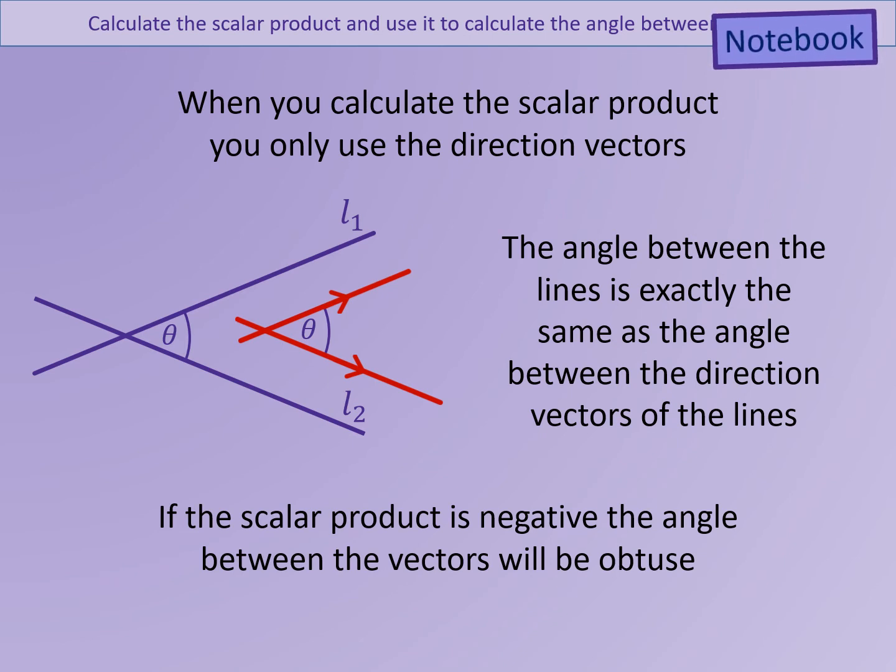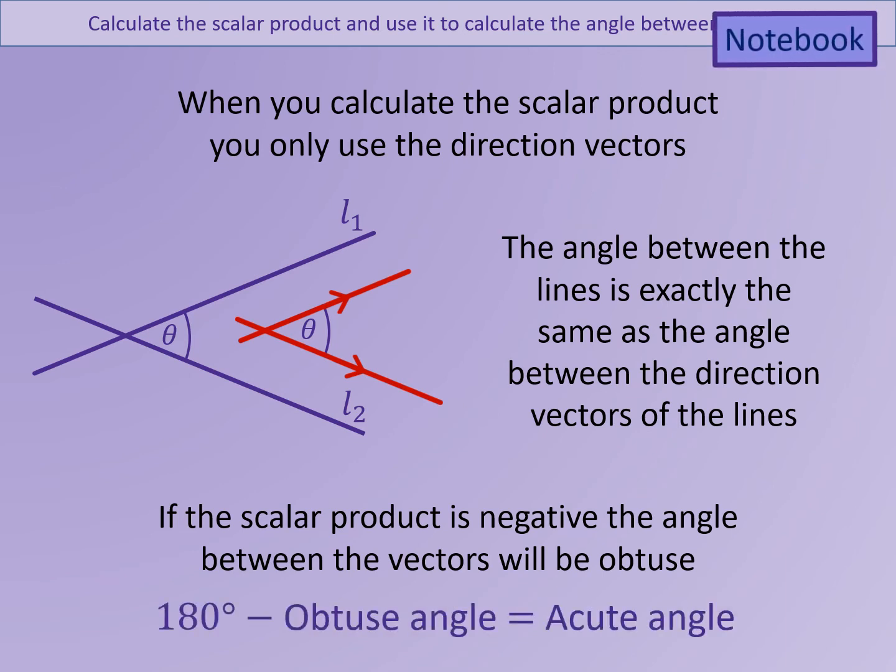If the scalar product of the two direction vectors is negative, then we will end up with an obtuse angle between our two vectors. If we wanted the acute angle between the two lines, we could use the fact that 180 minus an obtuse angle gives us the required acute angle. This is because the obtuse angle and the acute angle together form a straight line.